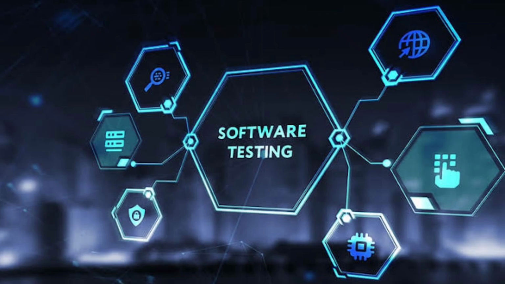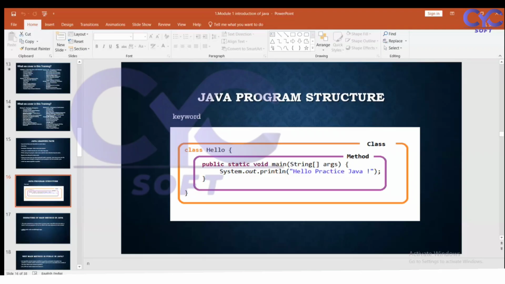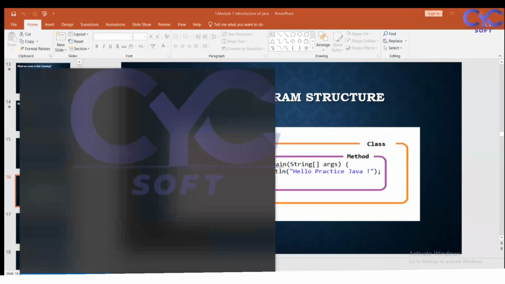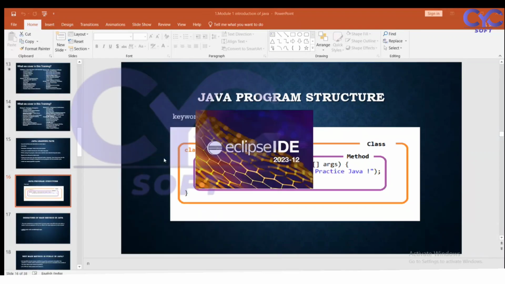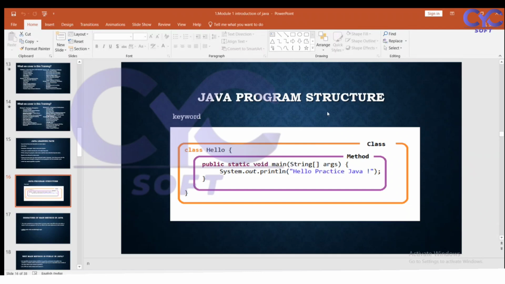Hi guys, today we are going to discuss the Java programming structure, how we are going to be writing the program in Eclipse. In the previous class, we saw how to install Eclipse and how to start the Eclipse program, and we also discussed the data types. So today we are going to discuss the structure of a Java program.